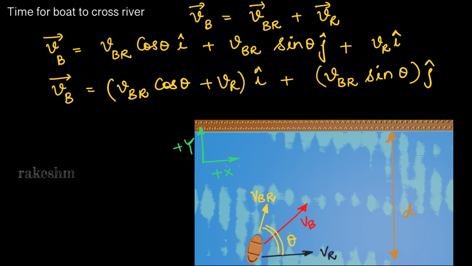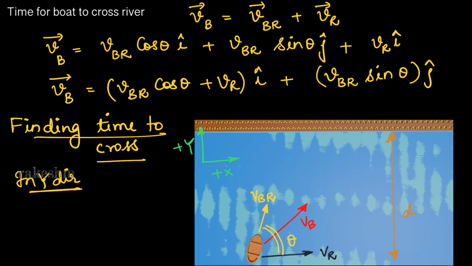Here I am just rearranging the terms. VR i cap and VBR cos theta i cap, I am taking i cap common and writing this as VBR cos theta plus VR, i cap. And the other term I am writing as it is. So we have velocity of the boat as its x component times i cap plus its y component times j cap.